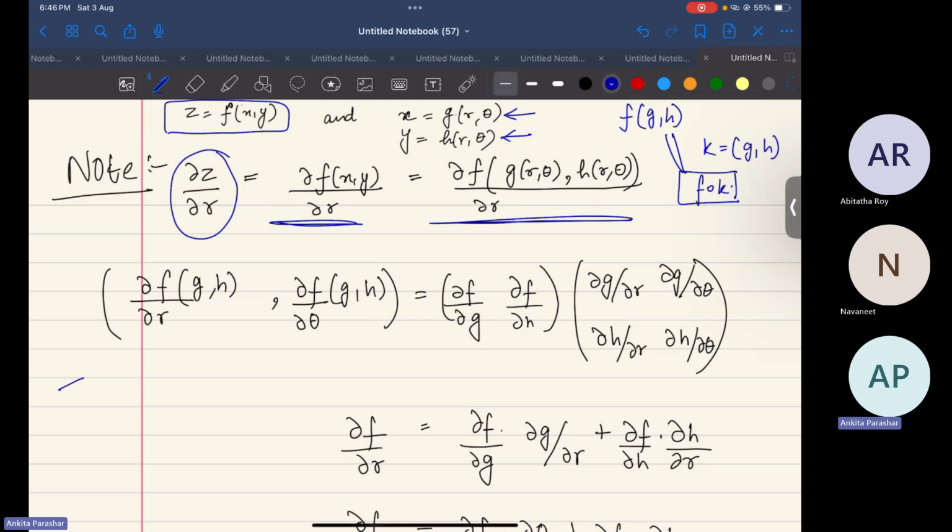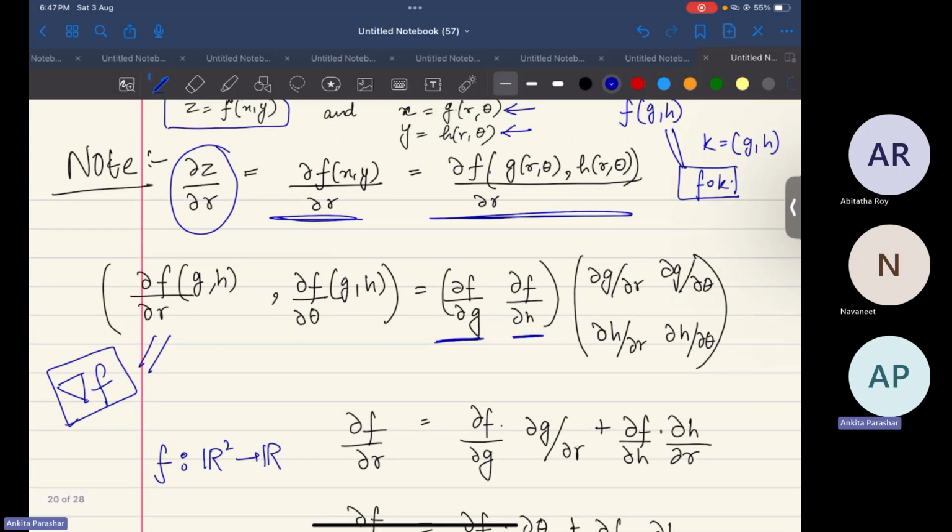Let's look at the gradient of f. The gradient of f is nothing but del f by del r, del f by del theta. But using chain rule, function f is composed with (g, h), so g and h are like variables to that. So I can very well take the partial derivative here, because your function f is a function from R2 to R. But your function k, the way I'm writing k, is a function from R2 to R2.